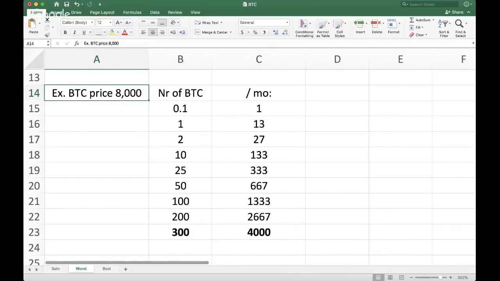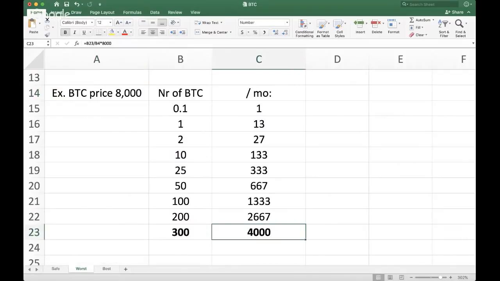So looking at this very simple number, how do we get to the 4,000 per month? That's just the assumption that I have here. If I want to make 4,000 a month, I need to have 300 Bitcoin. Why? Because I need to have around 2 Bitcoins every month at this rate. Now, obviously, if Bitcoin goes up, then I would have more.